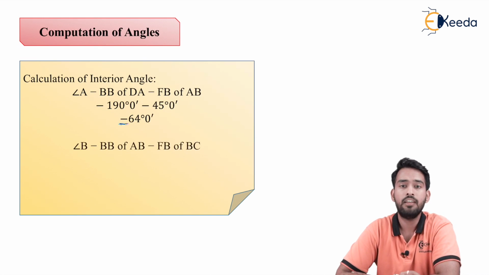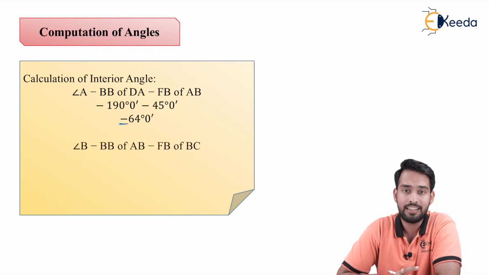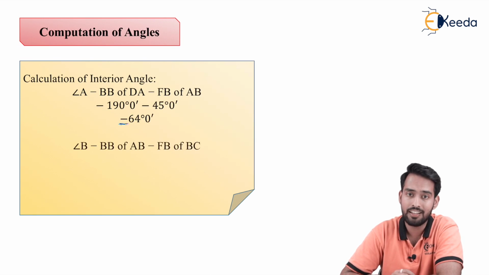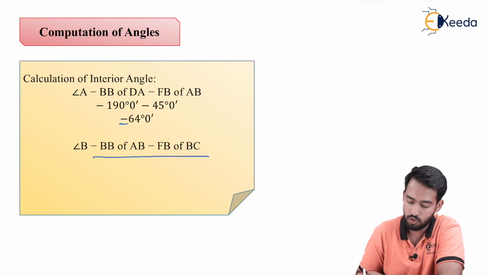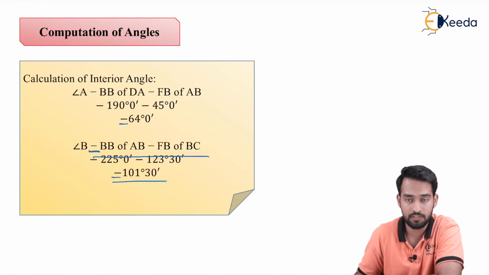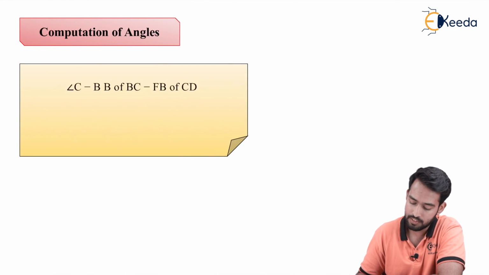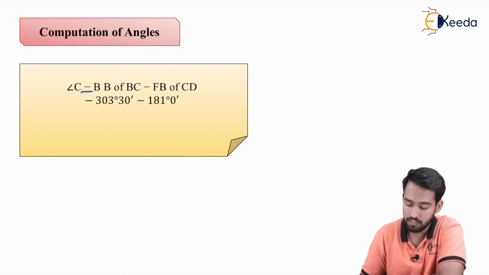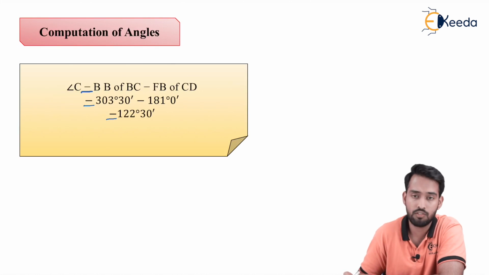Next, we have to calculate angle B. For calculating angle B, again we have forebearing and backbearing. In angle B, the backbearing of BA is greater than the forebearing of BC. So we have to subtract forebearing from backbearing to get angle B. The answer of angle B is 101 degrees 30 minutes. For angle C, again the backbearing of BC is greater than the forebearing of CD. So backbearing minus forebearing will give us the answer 122 degrees 30 minutes.